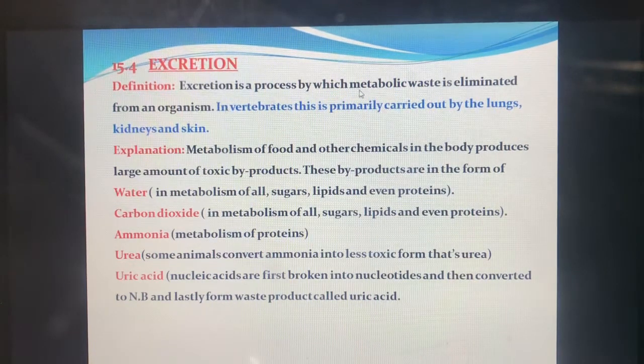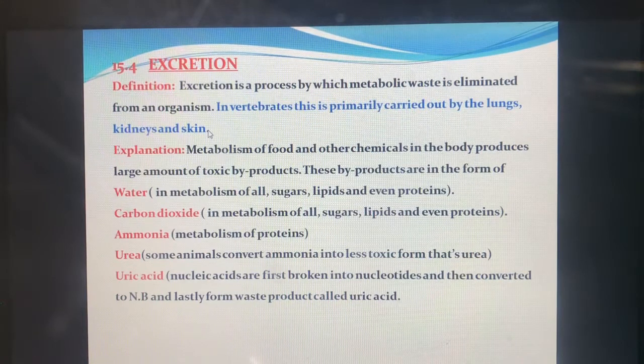Excretion is the process by which metabolic waste is eliminated from an organism. In vertebrates, this is primarily carried out by the lungs, kidney, and skin. As we know, the lung is concerned with the elimination of water and carbon dioxide, and the kidney is mainly concerned with the removal of nitrogenous waste products and other waste products.